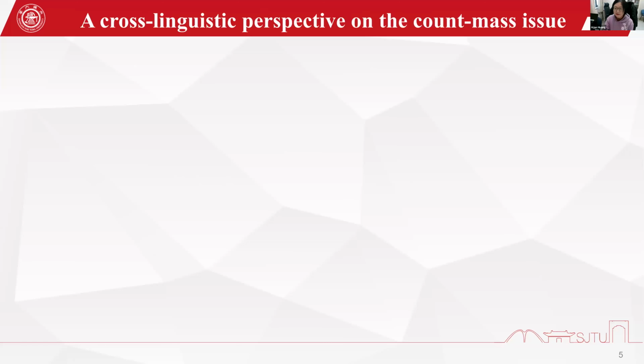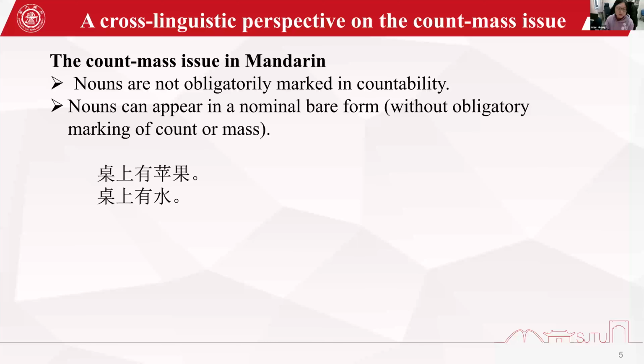If we look at the count-mass issues from the cross-linguistic perspective, we can discuss the count-mass issues in Mandarin. Unlike in English, nouns in Mandarin are not obligatorily marked for countability. So we have bare nouns. Nouns in Mandarin can appear in a bare form without obligatory markers of count or mass. For instance, we can say 桌上有苹果 or 桌上有水. Here, 苹果 and 水 are in bare form with no grammatical markers to mark their countability.